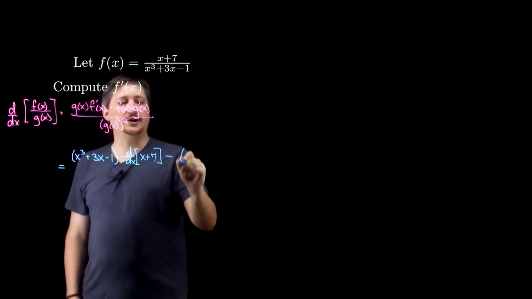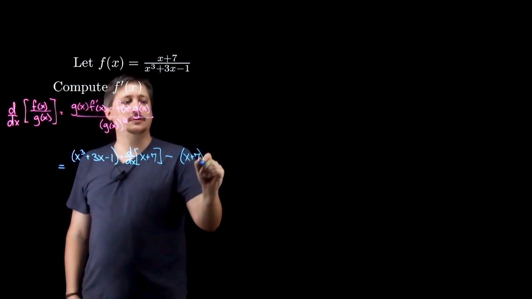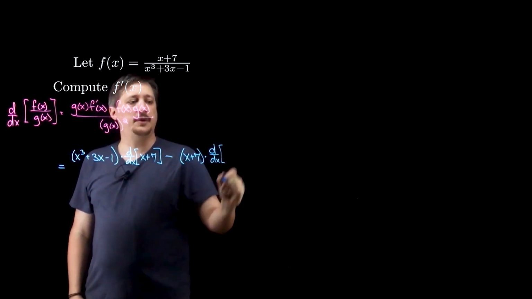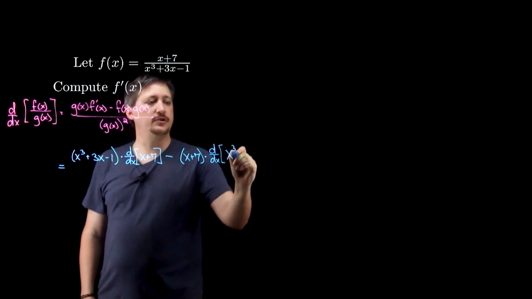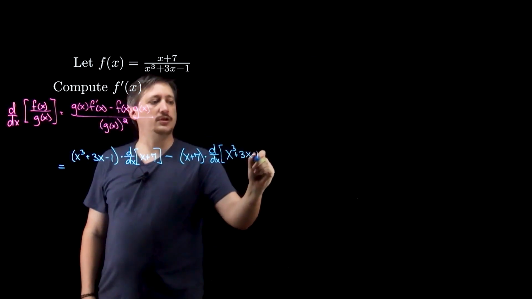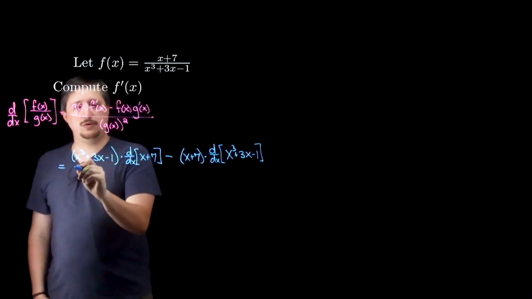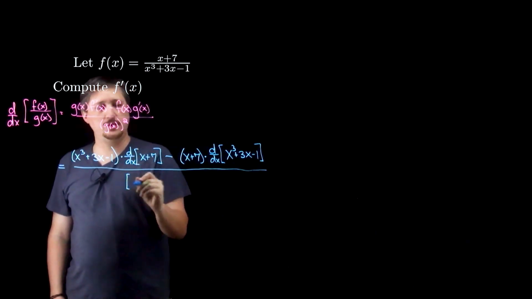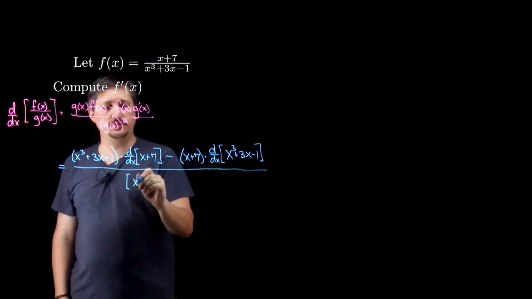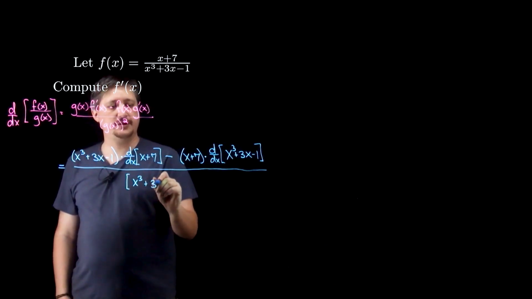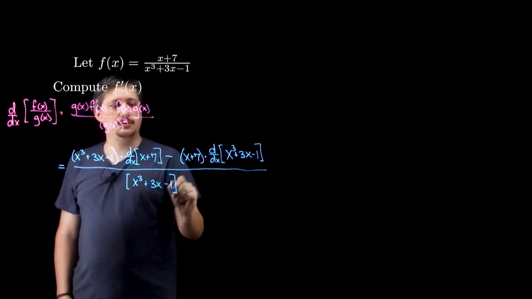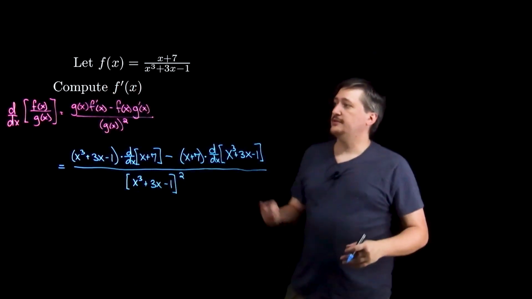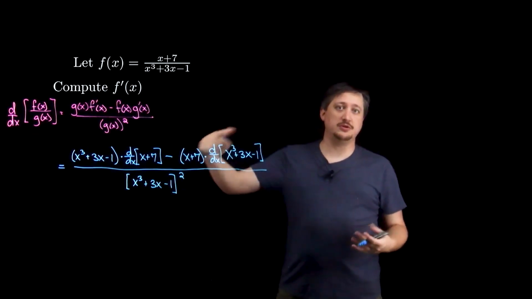minus the top, x plus 7, times the derivative of the bottom, that's the x cubed plus 3x minus 1, all over the bottom, which is that x cubed plus 3x minus 1 squared. Okay, so I plugged in my formula, right? The low d high minus high d low all over bottom squared.